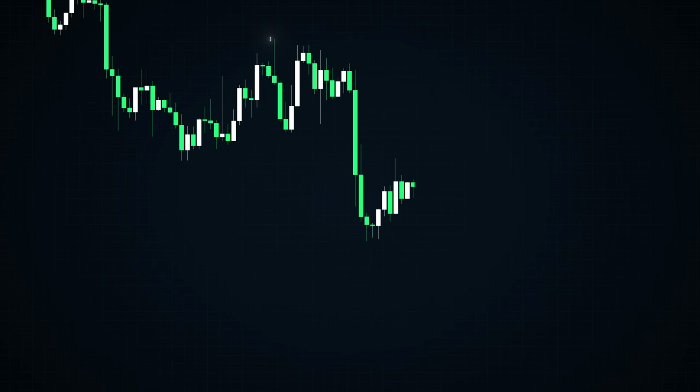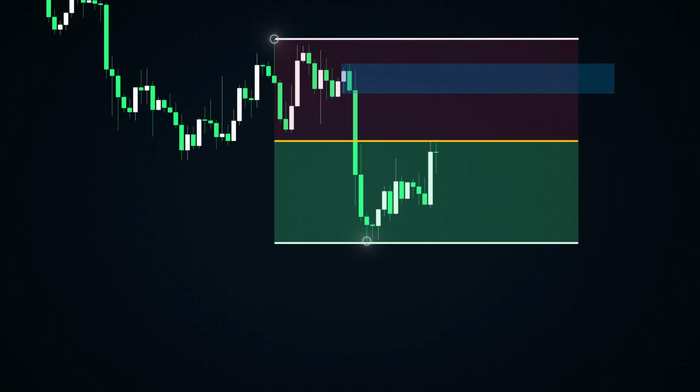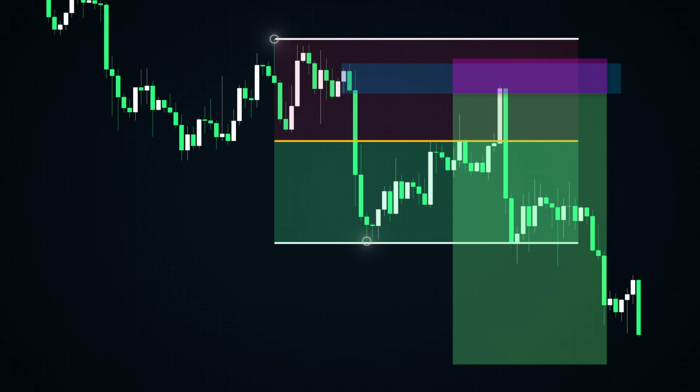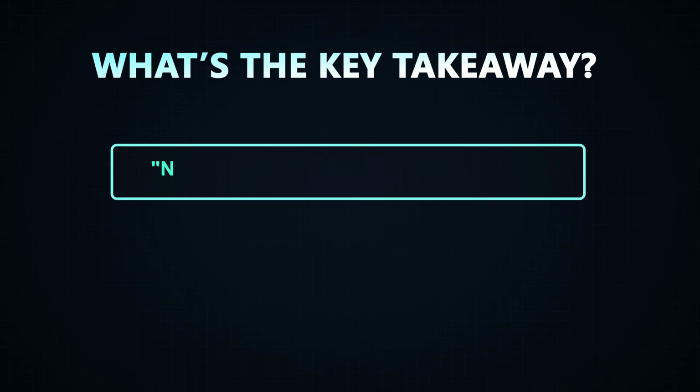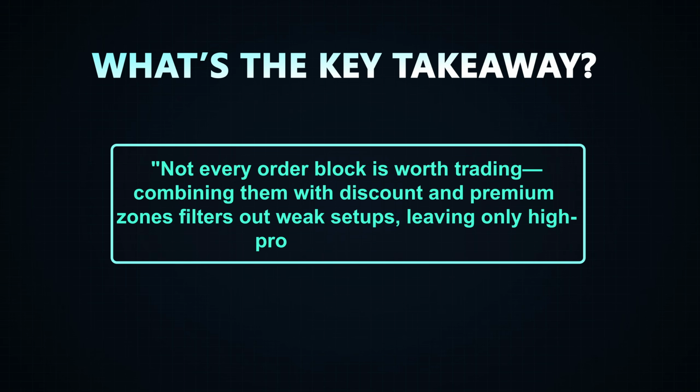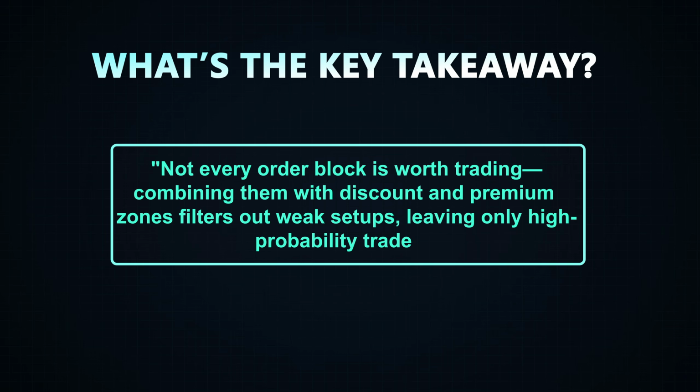For a bearish order block, price will often retrace into the premium zone before continuing lower. This is where we look for signs of weakness, bearish rejection wicks, bearish engulfing candles, or slowing momentum, confirming that sellers are in control. The key takeaway? Not every order block is worth trading. By combining them with discount and premium zones, we filter out the weaker setups and focus only on high probability trades. Spotting an order block is just the first step.